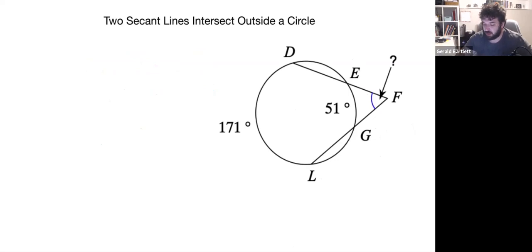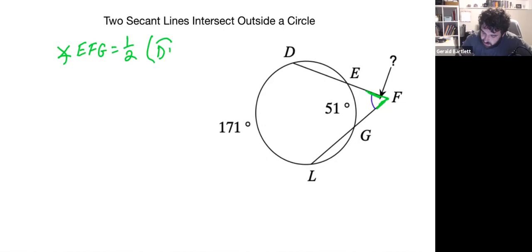Keeping on moving along, this is where it starts to get a little bit hairier, but we've just got an intersection outside of the circle. We're going to have angle EFG, and that is going to equal half of our big arc. Our big arc in this case is going to be arc DL, and we're going to subtract from that our small arc, which is EG.